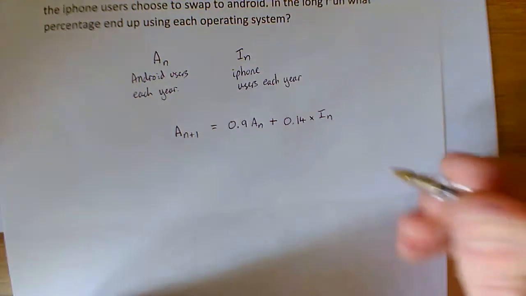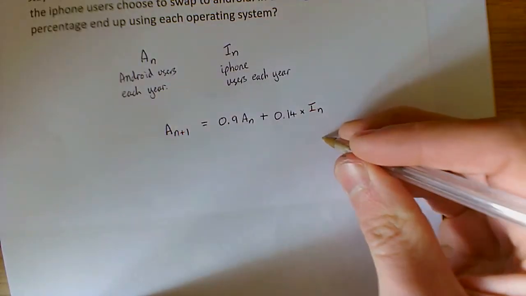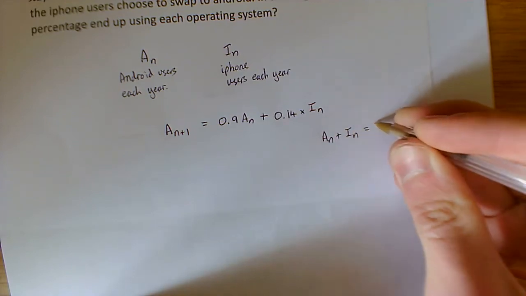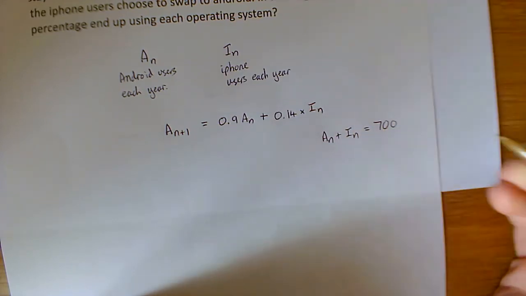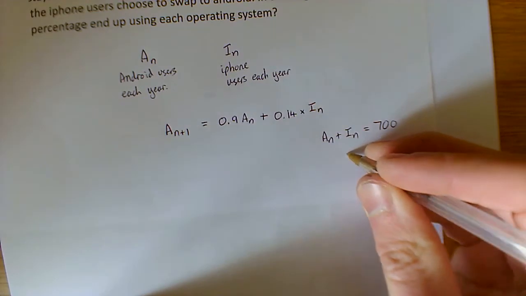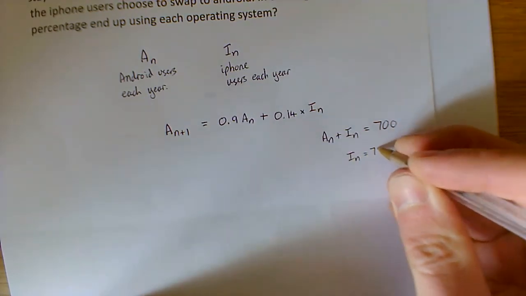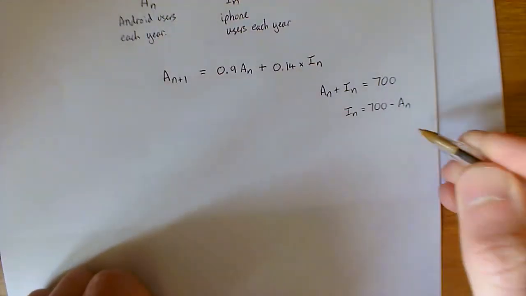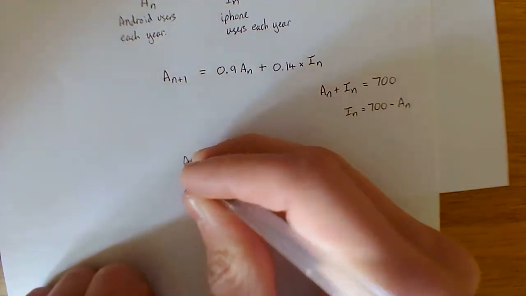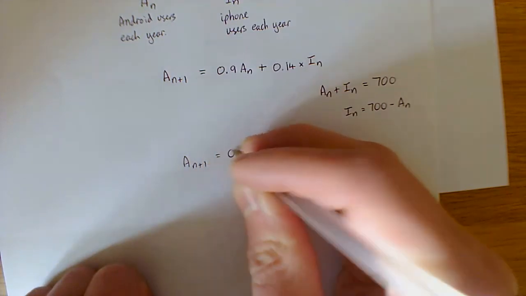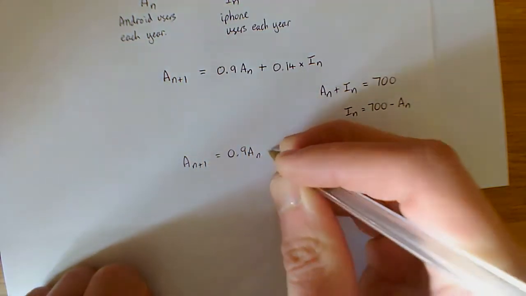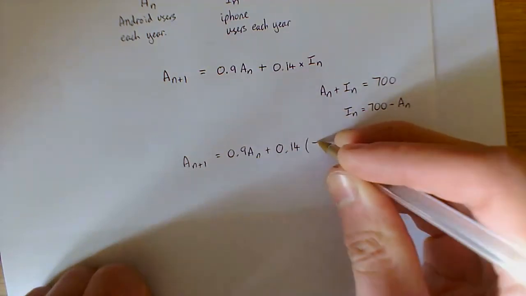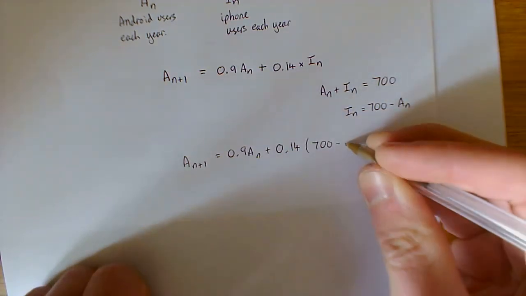Now we want to also have this connection written down, which is the Android users plus the iPhone users in a given year is 700 because it's all the pupils. That means the iPhone users are 700, take away the Android users. Plug that in, so we end up with AN+1 equals 0.9 AN plus 0.14 lots of 700 take away AN.